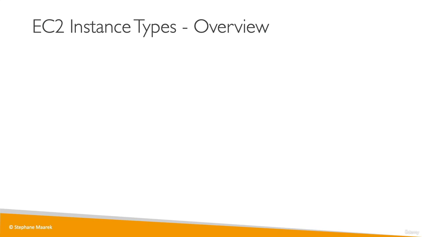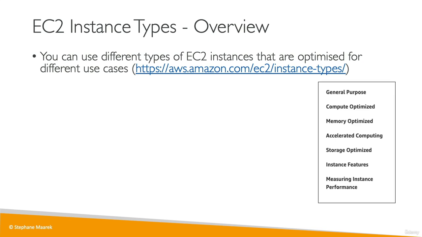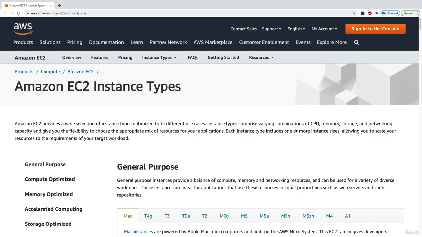Okay, so now let's talk about EC2 instance types. There are different types of EC2 instances that you can use for different use cases, and they have different types of optimization. Let's go check out this link, and we'll see we have, for now, 7 different types of EC2 instances. This page on the AWS website is what we were interested in.